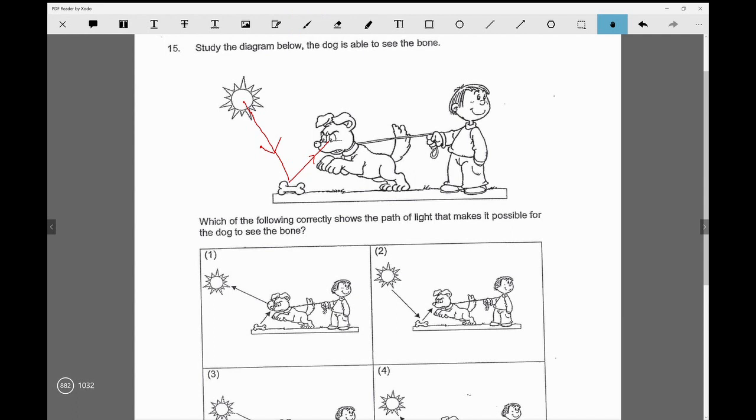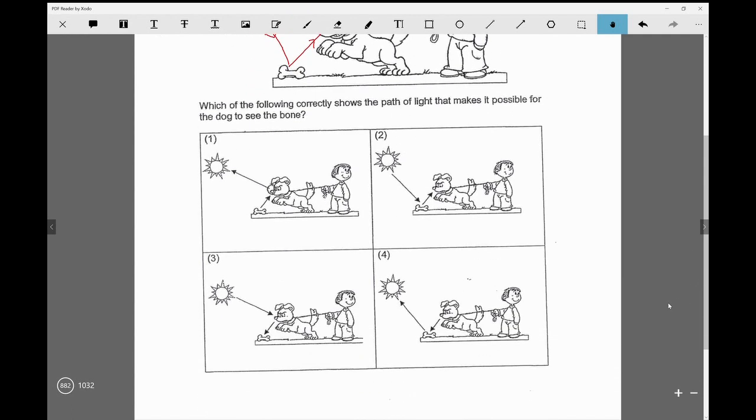Okay, so let's see which one is the correct option. Okay, so it's number 2. You cannot choose number 4. Some of you will choose number 4, because the dog eyes does not produce light. It is not a source of light, so light doesn't shine into the sun. So that's why number 4 is out. Do not choose 4.